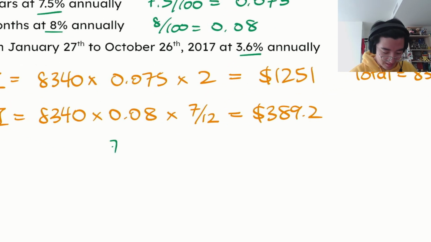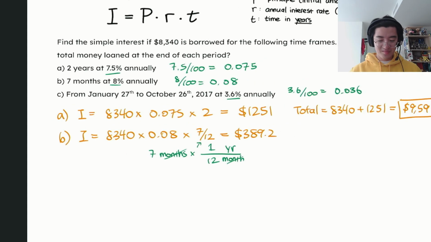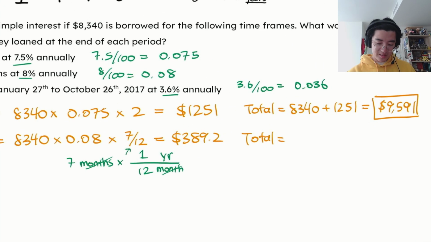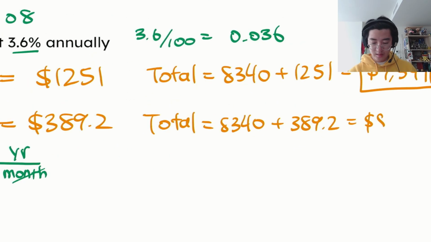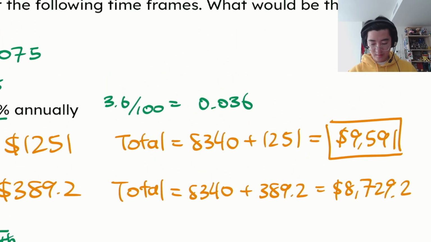If you remember our conversion factors, you can literally do it with conversion factors too. Because for 7 months, we want to convert that from months to years. In 1 year we have 12 months, so it's 7/12, because those units cancel out. Or you can just say there are 12 months in a year, just 7 of them, so 7/12. So that added to 389.2 gives 8,729.2.